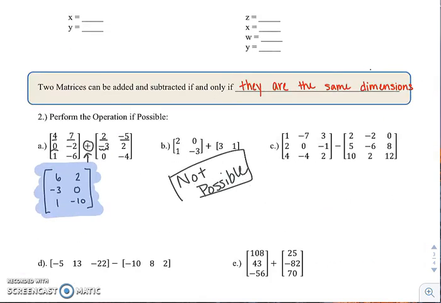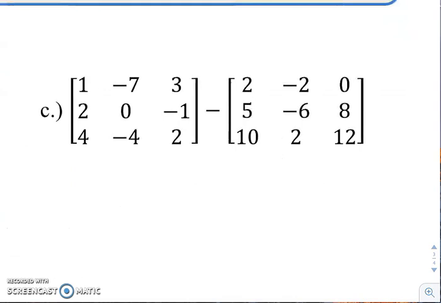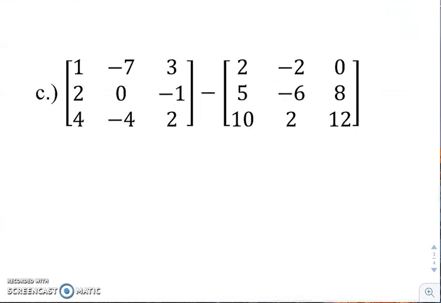C is possible though, and it is a subtraction one. So just do it one spot at a time. Don't rush through it. But 1 minus 2 is going to be negative 1. Negative 7 minus negative 2. So that's what I mean. If you guys need to type in negative 7 minus negative 2, that is fine. Just remember, it's change. So minus a negative becomes plus 2. So negative 7 plus 2 will be negative 5.